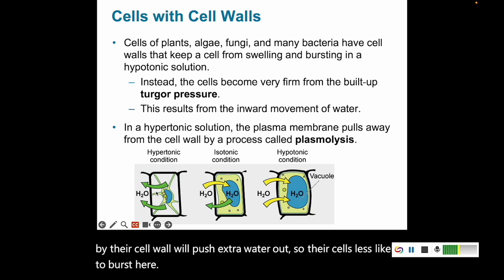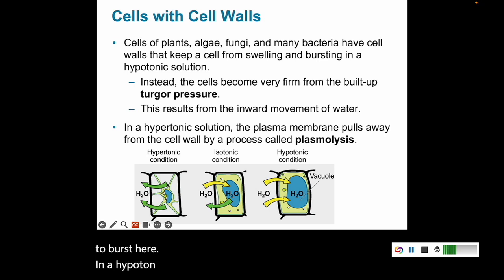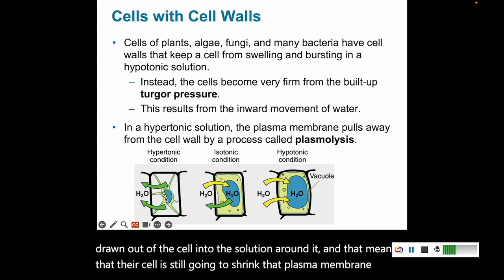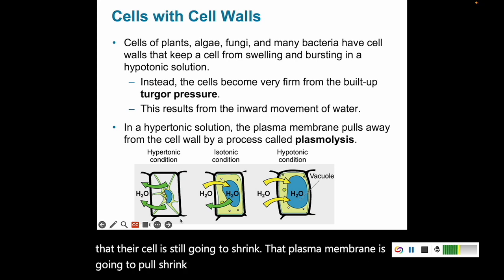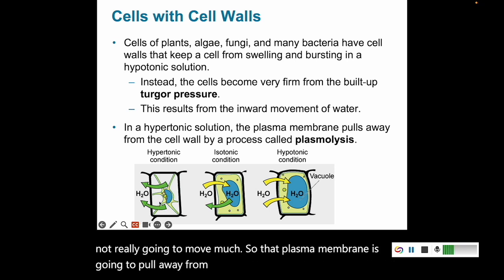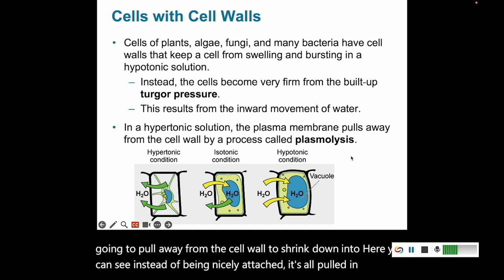In a hypertonic solution, water is still going to be drawn out of the cell into the solution around it. And that means that their cell is still going to shrink. That plasma membrane is going to shrink down. But because that cell wall is rigid, it's not really going to move much. So that plasma membrane is going to pull away from the cell wall to shrink down into here. You can see instead of being nicely attached, it's all pulled in here. And that's called plasmolysis.